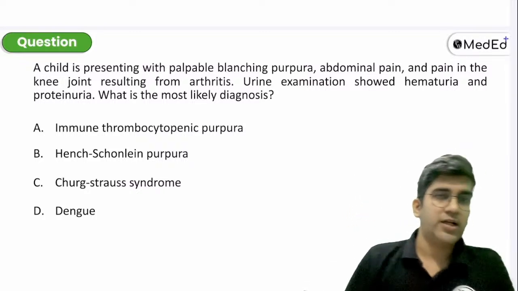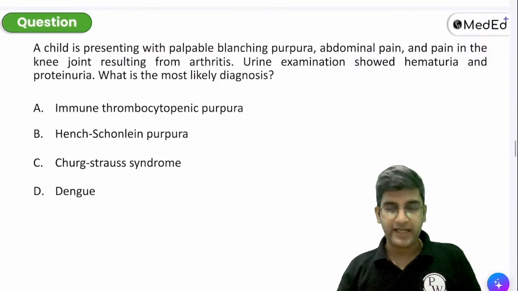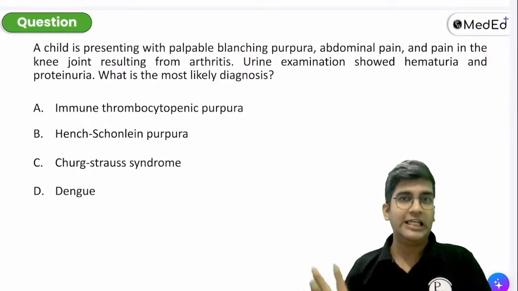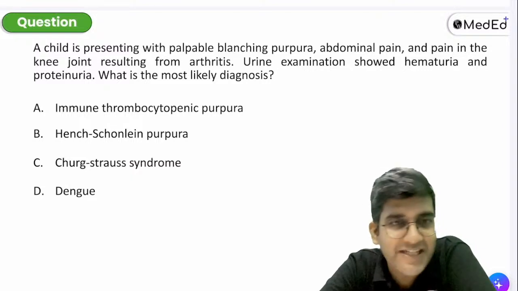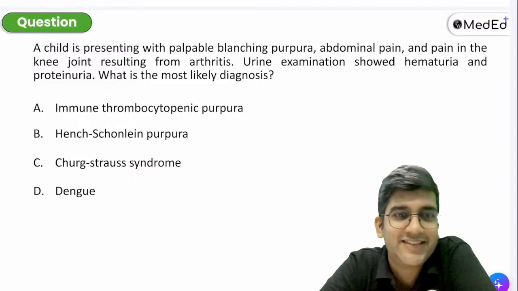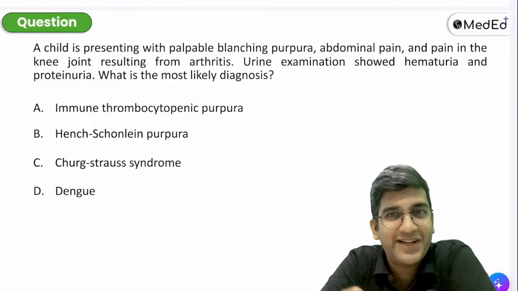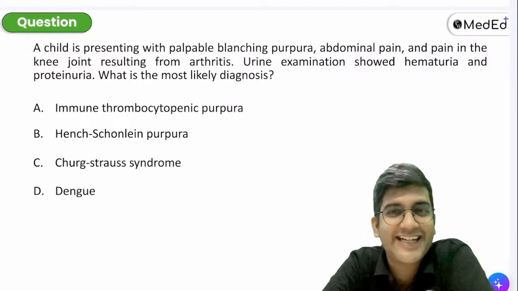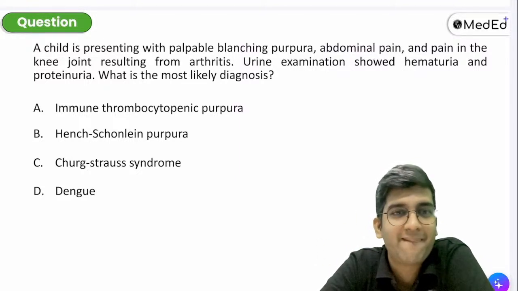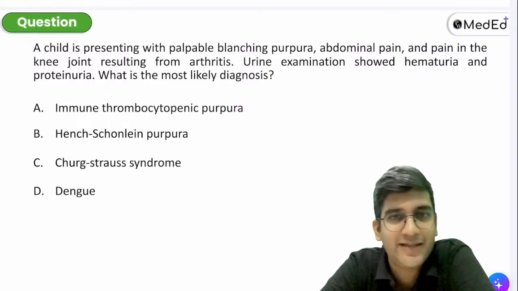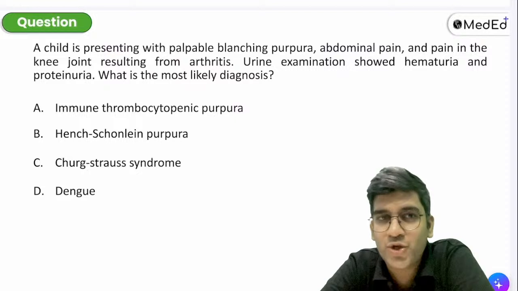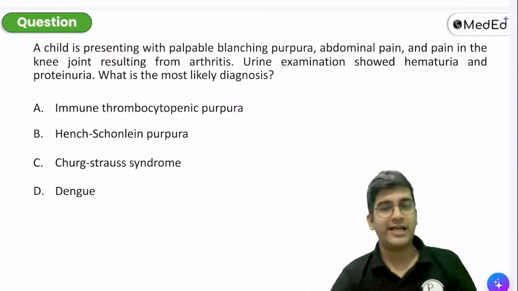A child, this also is a very good question, has good scope for us to analyze and learn a few things. You guys don't think for a PYQ, right? Suddenly fire the right answer, right? Okay, child with palpable blanching purpura, abdomen pain, and knee joint pain resulting from arthritis. Urine examination showed hematuria, proteinuria. What's the most likely diagnosis, right?